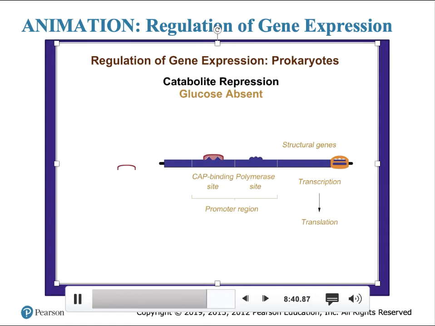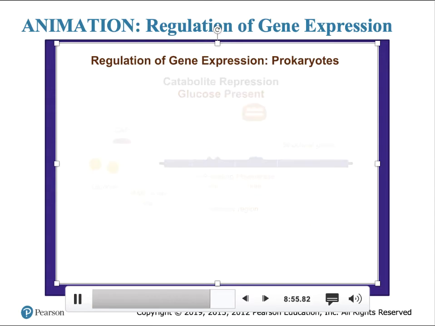Another molecule is involved in this process, cyclic adenosine monophosphate, or cAMP. For CAP to bind to the promoter, it must first bind to cAMP, and then the entire complex binds to the promoter.